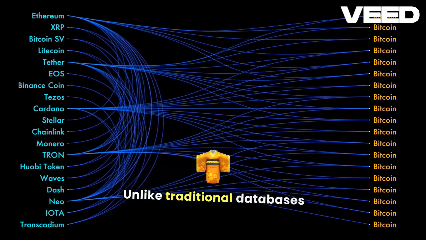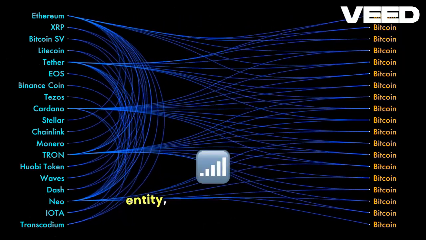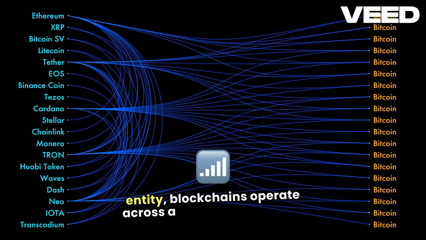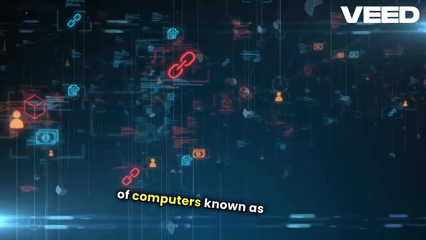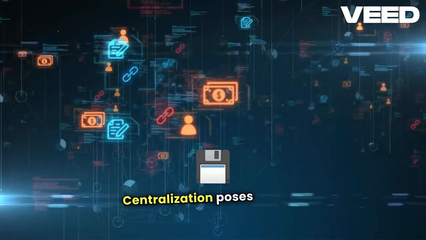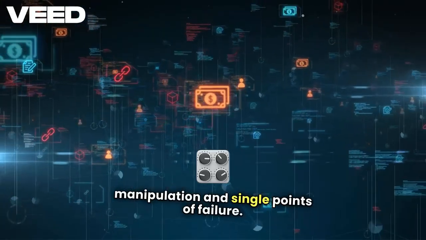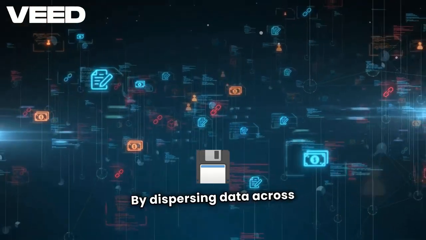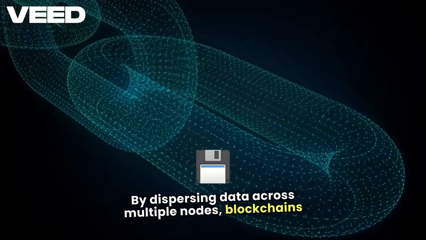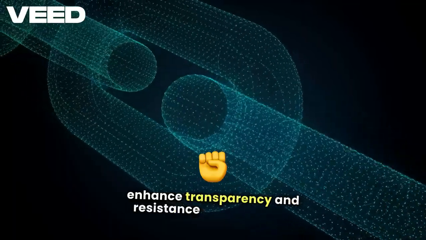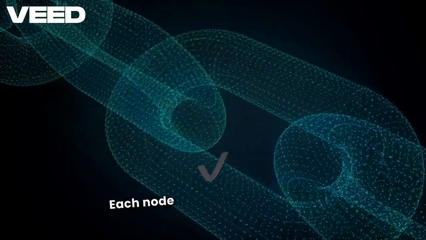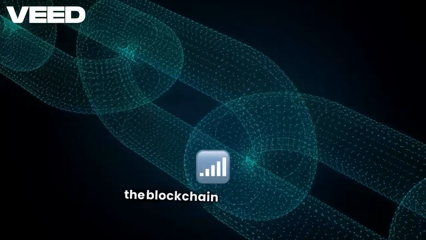Unlike traditional databases managed by a single entity, blockchains operate across a distributed network of computers known as nodes. Centralization poses several risks, including data manipulation and single points of failure. By dispersing data across multiple nodes, blockchains enhance transparency and resistance to censorship. Each node maintains a complete copy of the blockchain.